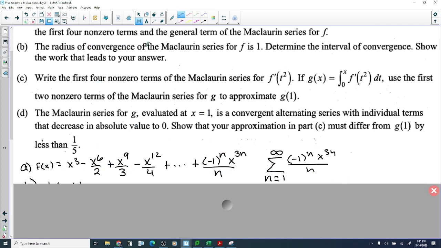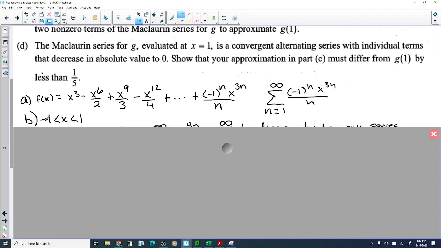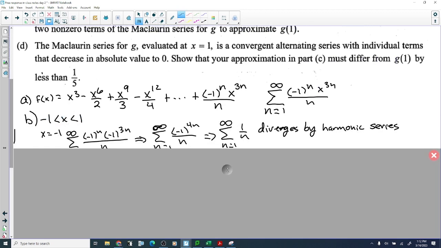B, the radius of convergence of the Maclaurin series for f is 1. Determine the interval of convergence. Show the work that leads to your answer. Well, if the radius of convergence of a Maclaurin series that's centered at 0 is 1, we can write negative 1 less than x less than 1. Now we have to test the endpoints.